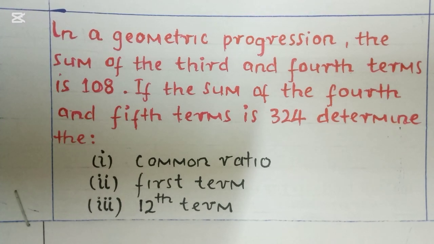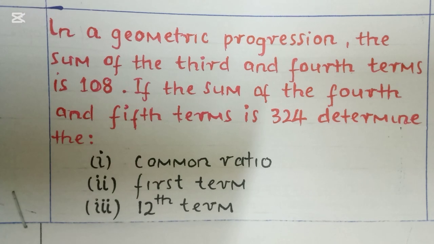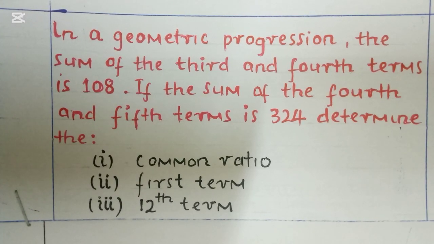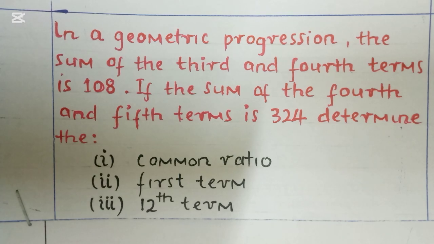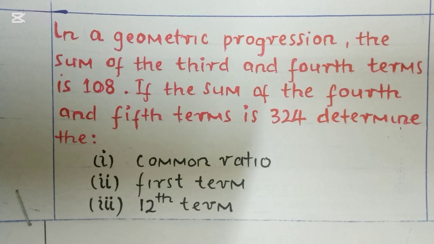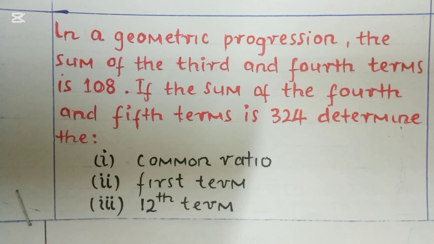So first I read the question and then we continue. In a geometric progression, the sum of the third and fourth terms is 108. If the sum of the fourth and fifth terms is 324, determine (i) the common ratio, (ii) the first term, and (iii) the 12th term.